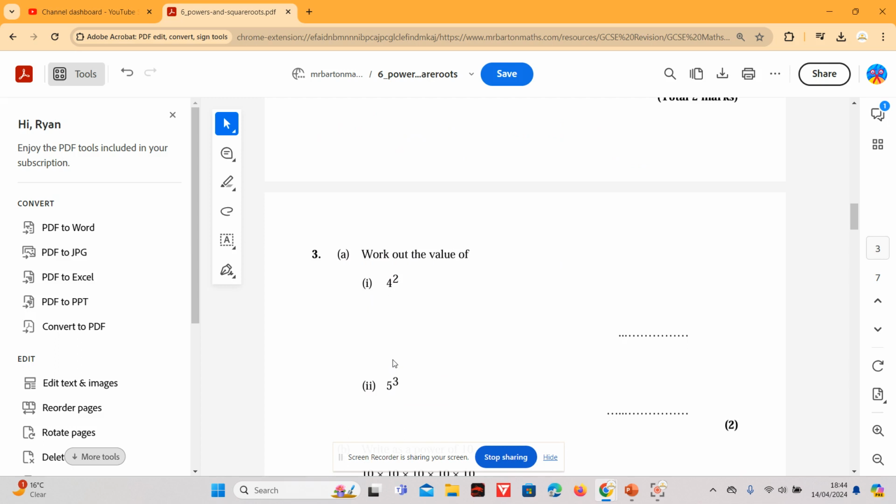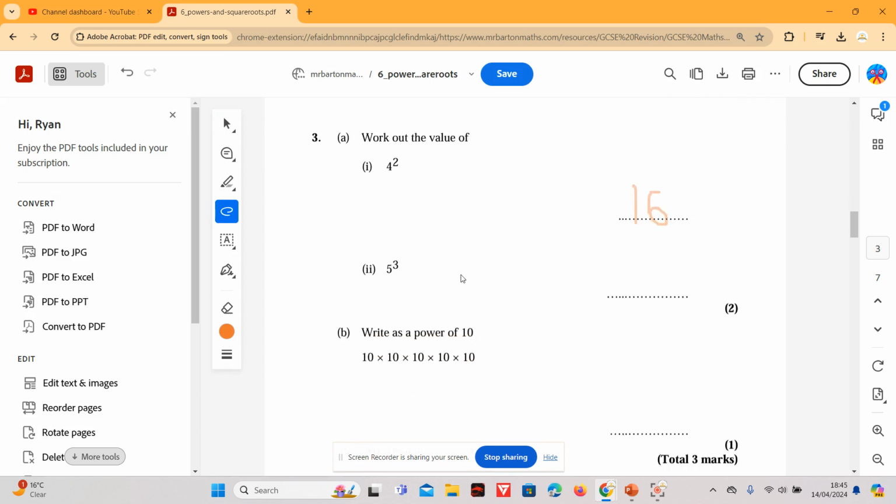Next question, 4 squared. 4 squared just means 4 times 4. And if you do 4 times 4, you get 16. For this topic, you've just really got to know your times tables. 5 cubed. This just means 5 times 5 times 5. So if we do 5 times 5, we get 25. And then times it by 5 one more time, we get 125.